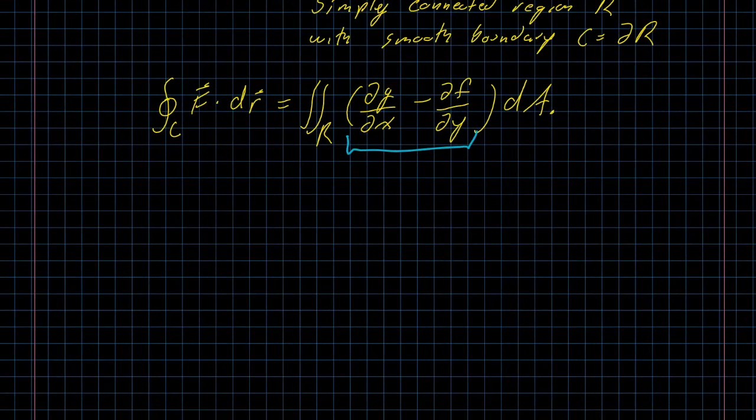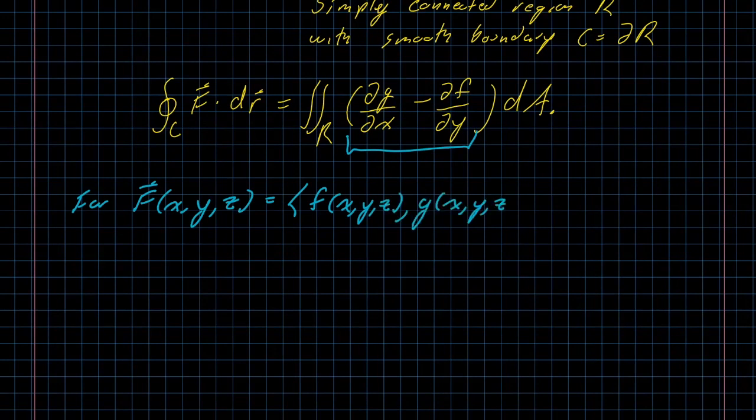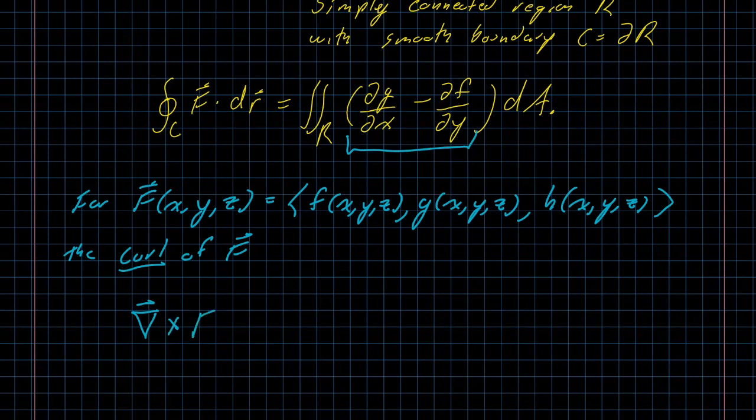And so our goal here is going to be to extend this idea out, extend the idea of a nice transition out of the plane and into three dimensions. In order to do that, we're going to generalize this thing that I have highlighted in blue, and we're going to call it, for a vector field F in three dimensions, the curl of F, which is defined mathematically as del cross F.